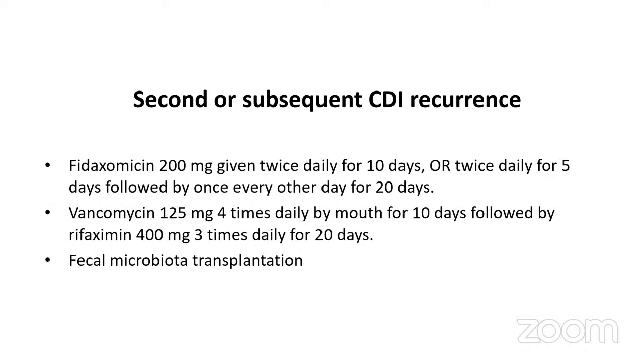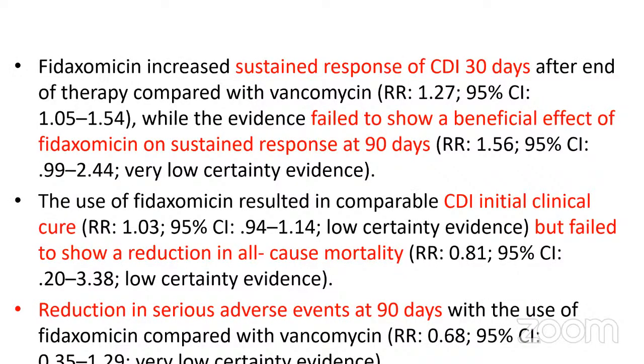For subsequent or second Clostridium difficile infection recurrences, again, he recommends 200 mg fidaxomicin twice daily for 10 days, or twice daily for 5 days, followed by once every other day for 20 days. So the same dose has been divided because it's a second episode. Or vancomycin 125 milligrams 4 times daily for 10 days, followed by rifaximin 400 mg 3 times daily for 20 days. Fecal microbiota transplantation is also described in patients with a second or subsequent recurrence.